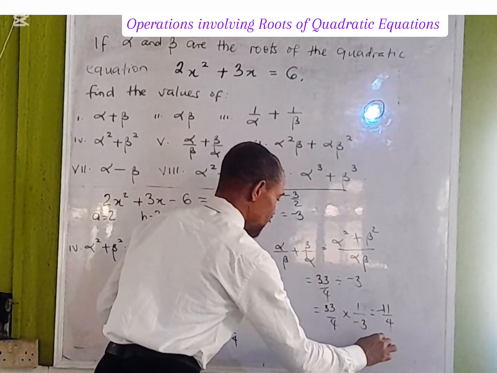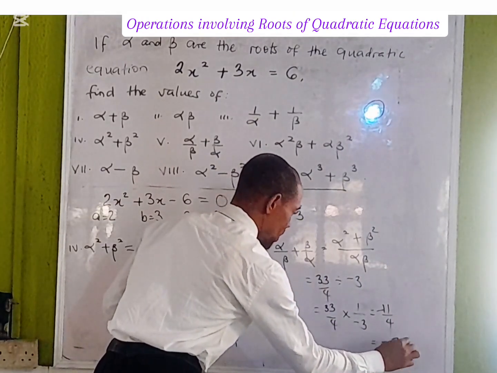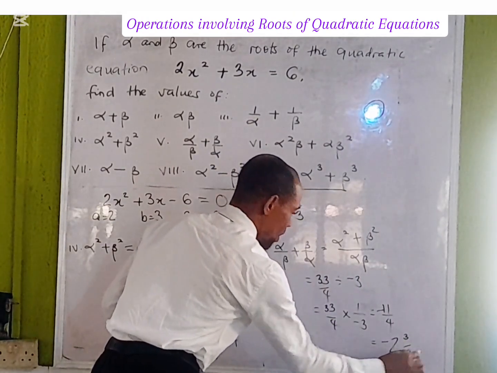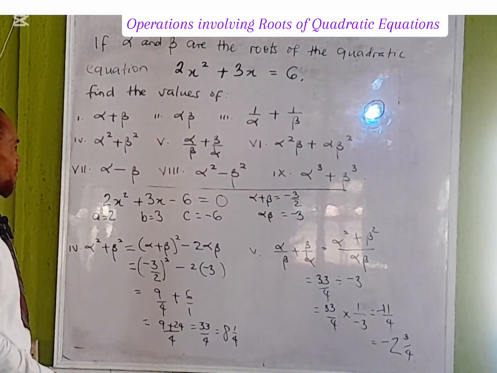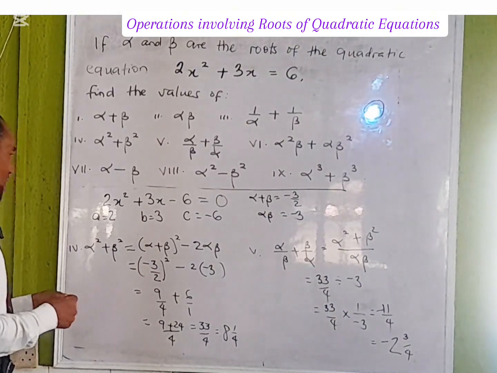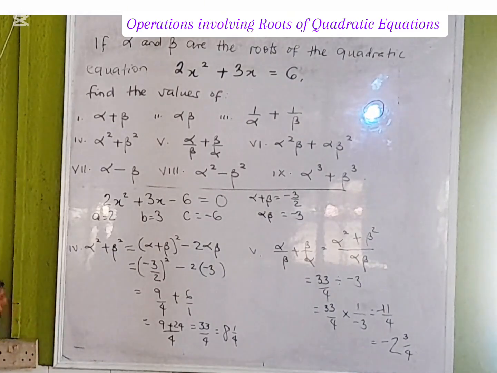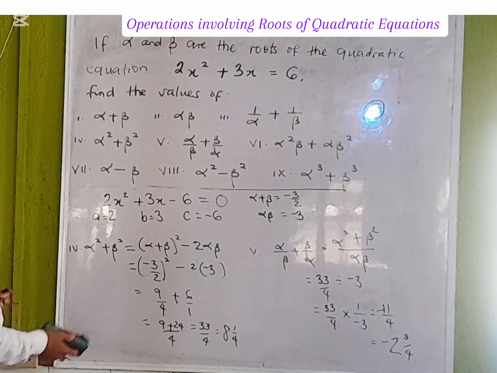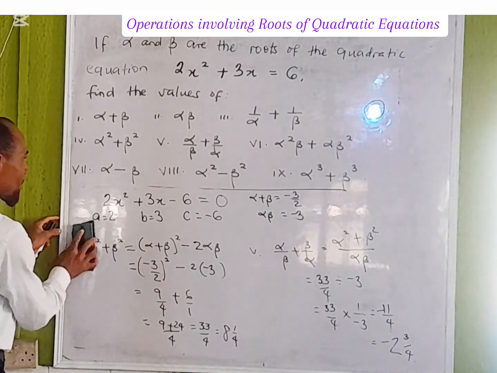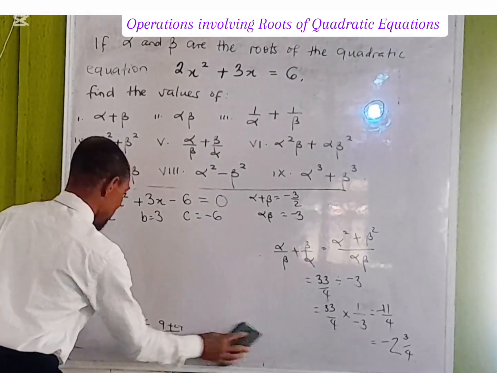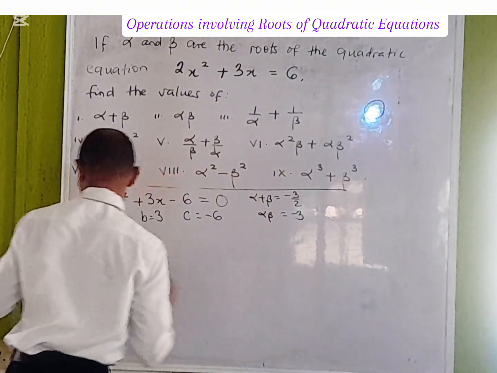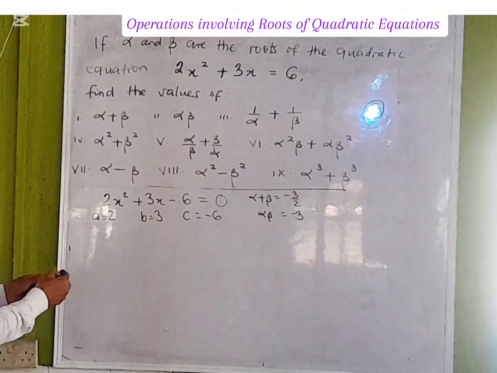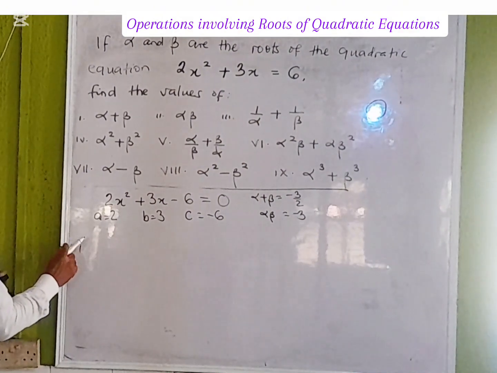And of course, the final answer is going to be minus 2 whole number 3 over 4. That again is the answer there. Okay, if that is clear, as I expect it to be, let's move further to question number 6. Question number 6 is quite straightforward, very, very straightforward indeed.